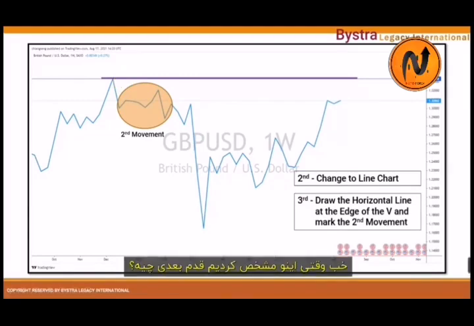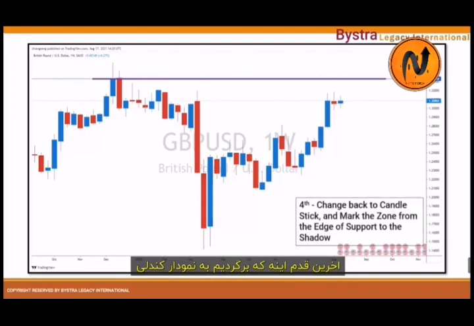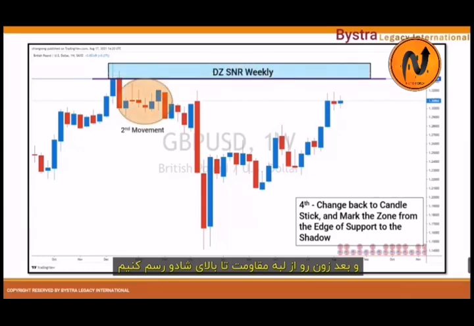So once we have marked this, what is the next step? The last step is to go back to the candlestick chart, and then we mark the zone from the edge of the resistance until the shadow up here. Okay? So once we have done our marking, we have completed our DZSNR on the weekly time frame, and we have to wait for the confirmation of rejection.